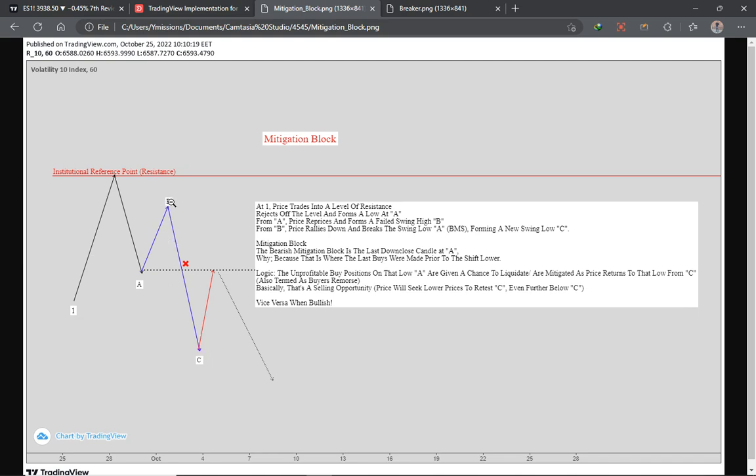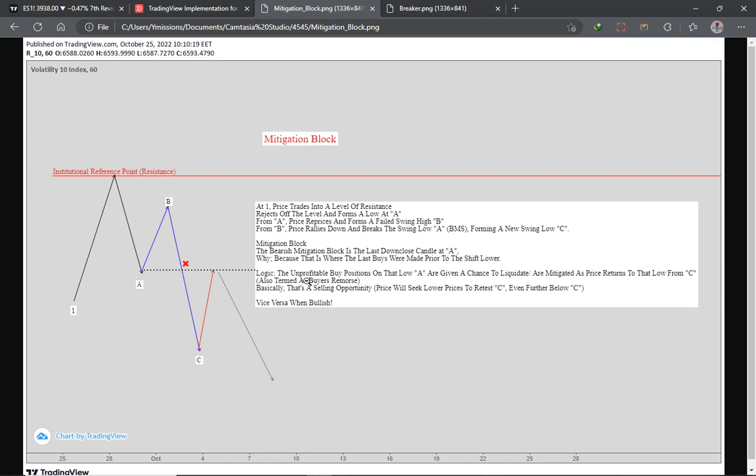So at B, we see what? A failure swing. A is the retracement into what? Into this leg that was formed after we traded to our PD array for resistance, right? Now it says price trades from B to C, which is a rally that breaks the swing low at A, and a return to this right here would cause what we call a buyer's remorse. It's also termed as a buyer's remorse.